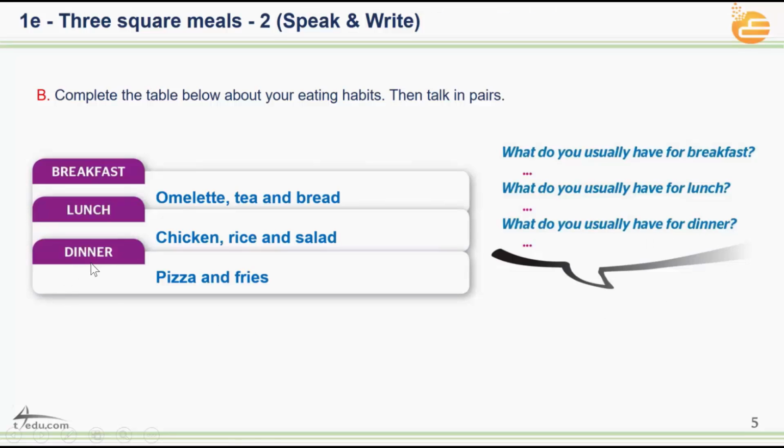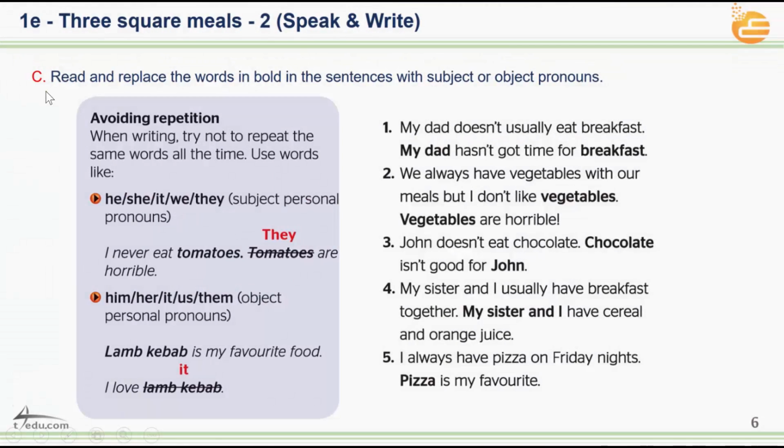You will say, for dinner, I have. Okay? So for me, it's pizza and fries. So I will say, for dinner, I have pizza and fries. Okay, let's go to the next. C. Read and replace the words in bold in the sentences with subject or object pronouns. So we want to use the pronouns, the subject pronouns or object pronouns, avoiding repetition. We use the pronouns to avoid repetition.